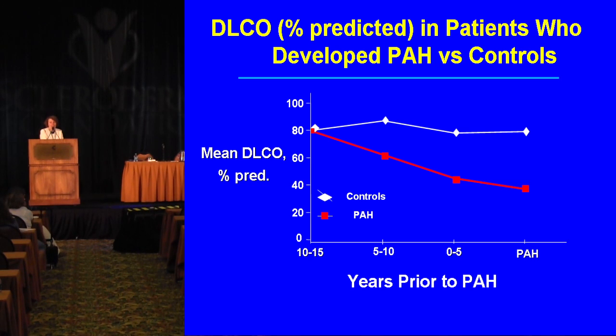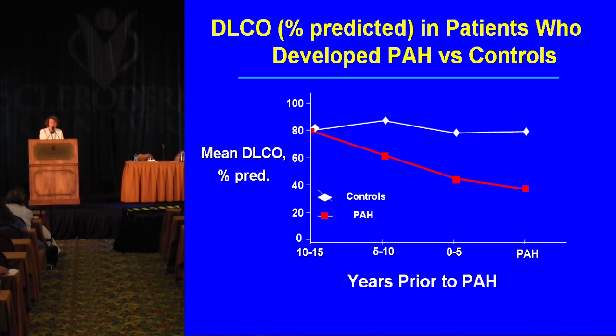We're doing exercise studies to see whether they have exercise-induced pulmonary hypertension. We're doing a lot of different things to try to identify patients as early as we can because we have so many medications to treat pulmonary arterial hypertension at this point in time, and we want to prevent.